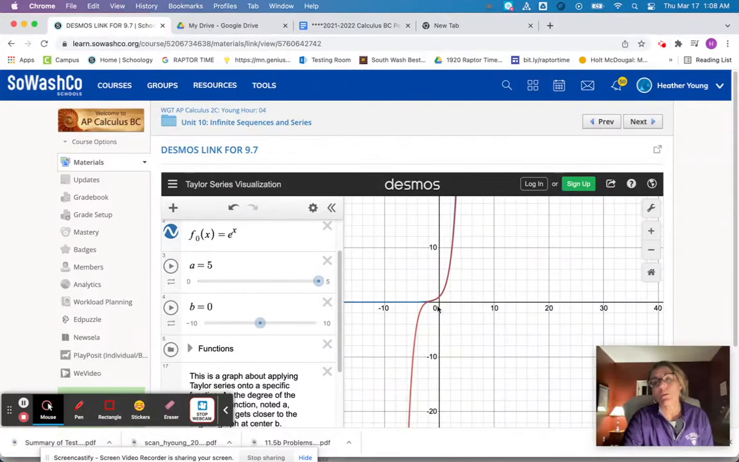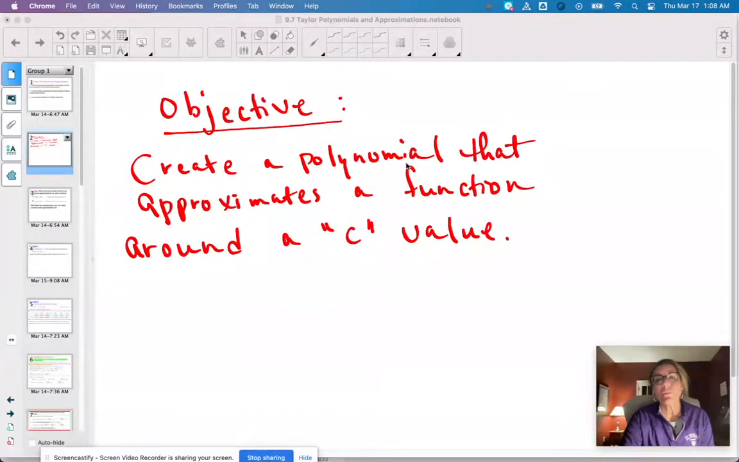The red polynomial is almost exactly on the blue function, which basically says as the degree of our polynomial increases, it is a much better estimate of the actual function. So now I'm going to go back over here, and that's exactly what goes back to our objective.